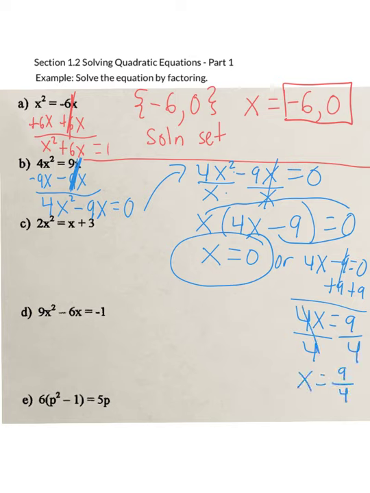9/4 does not reduce at all. And remember, the homework prefers an improper fraction over a decimal. So even though the bigger number is on top of the fraction, that's okay. You would leave it as 9/4. So 0 and 9/4 are the two answers.